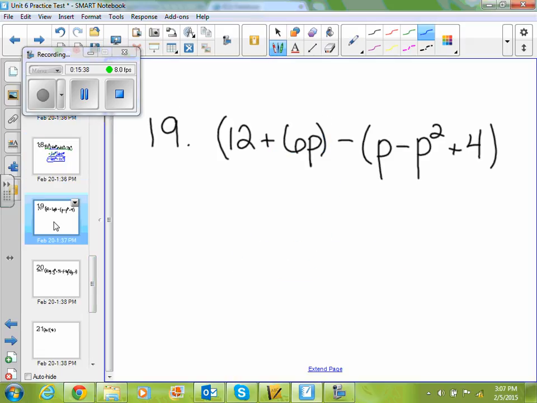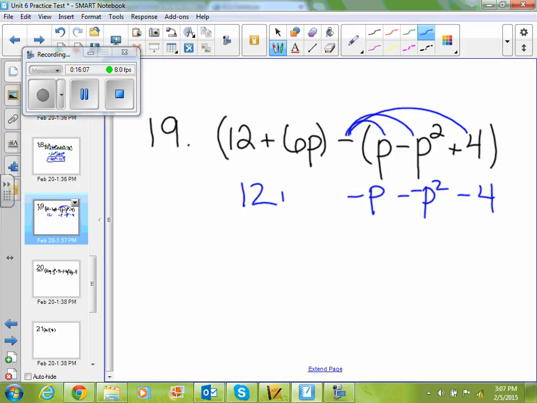Alright, so number 19, we need to distribute my minus sign. So minus p minus minus p squared minus 4. Everybody follow? And then this 12 plus 6p just comes straight down with no parentheses.